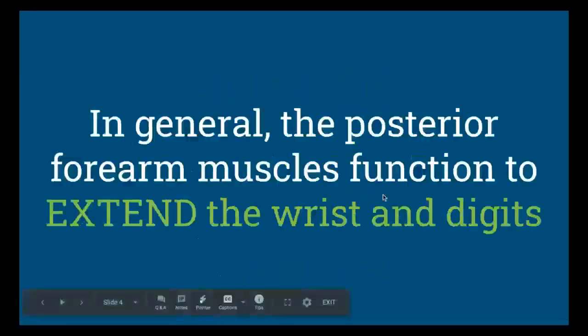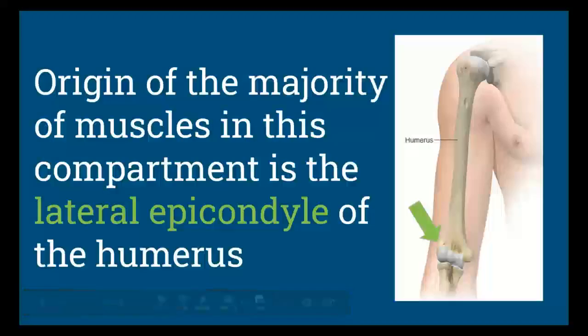In general, a nice thing to keep in mind is that the posterior forearm muscles function to extend the wrist and digits. There will be some exceptions to this. However, in general, it's nice to keep in mind that they are the extensor compartment. And remember also, if a tendon or a muscle doesn't cross a joint, then it's never going to have action over it. So that's another thing to keep in mind. If you're ever looking at a photo or a diagram, just look for your landmarks and think to yourself, well, if it's not crossing that joint, then it's never going to have an action on it.